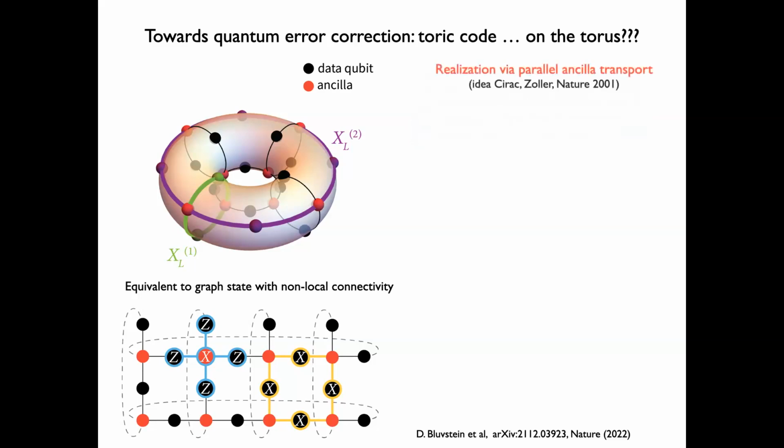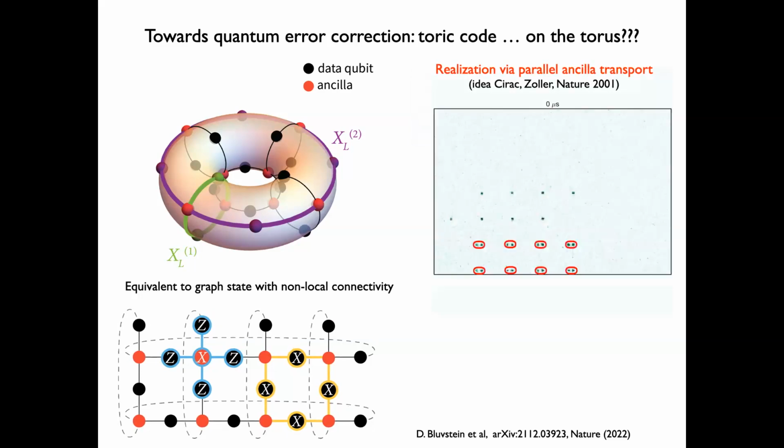So we realize this non-local connectivity by using an old idea from Ignacio and Peter, where they proposed to move certain qubits around to enable interactions between data qubits. So in our case, we move the entire array. This is an array of 8 qubits, which we move around, and each of these red circles is a quantum logic operation, a CZ gate. And now you see there is this long move across the entire array.